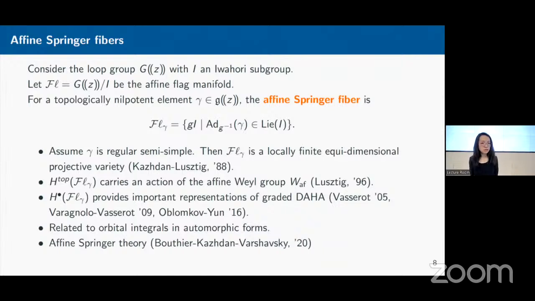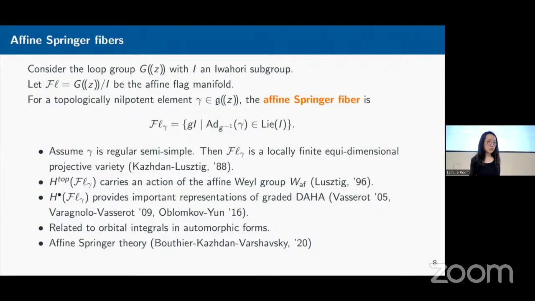So now let's go to the affine case. And in this case, we consider the loop group G((z)). And here we have the affine analog of the flag variety, which is the loop group quotient by an Iwahori subgroup. And in this situation, if you take a so-called topologically nilpotent element gamma, here with respect to the z-adic topology on this Lie algebra, the affine Springer fiber can be defined in a similar way as before. So this is the definition of this variety, and it was first studied by Kazhdan and Lusztig around 1988.